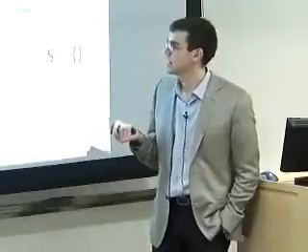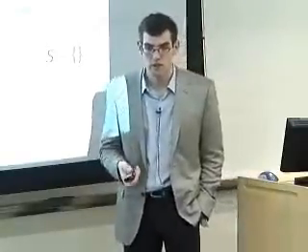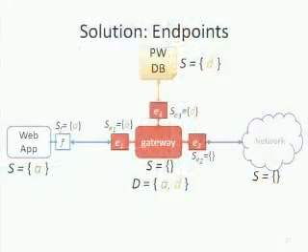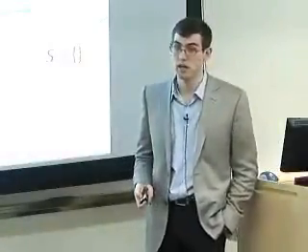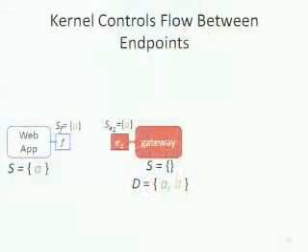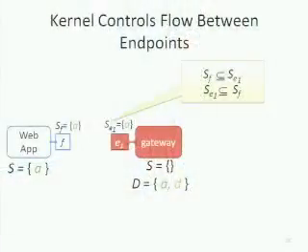single layer of indirection between the two. We call this endpoints. What endpoints allow processes to do is to label their different resources individually. So if the gateway has a pipe to the web application, it can put a label of A explicitly on that, and the same for these other resources that it happens to be speaking to. Now when the kernel is making decisions as to which processes to allow to communicate, it's going to make those decisions based on the labels on the endpoints, not the labels on the processes themselves.